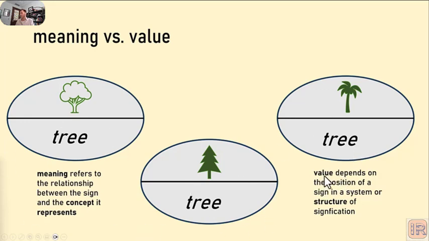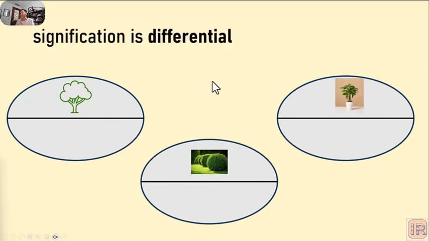And so value is determined not by its connection to the signifier, but by its place in a whole web of different signs and concepts that all have a differential meaning. They're distinguished from each other by not being each other. And so this is one of the key ideas in structuralist thought and semiotics, that signification is differential. A sign refers to its signified because it doesn't refer to other signifieds.